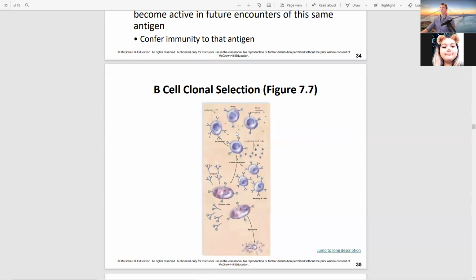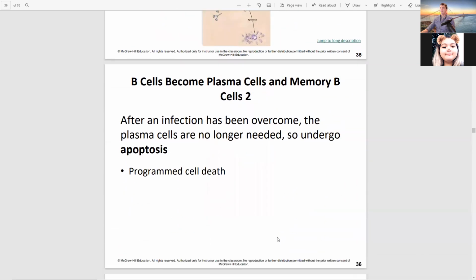So that's shown here. There are tons of different B cells. When an antigen binds that B cell, this promotes activation of mitosis essentially. And so you get clonal expansion of that B cell that bound to that antigen. Again, if they're not in use, they can go through apoptosis, and they can also promote apoptosis of infected cells. After an infection has been overcome, the plasma cells are no longer needed and undergo apoptosis. And remember, apoptosis is just programmed cell death.